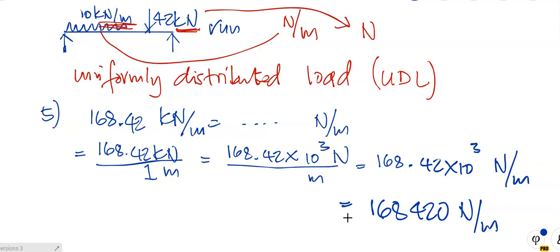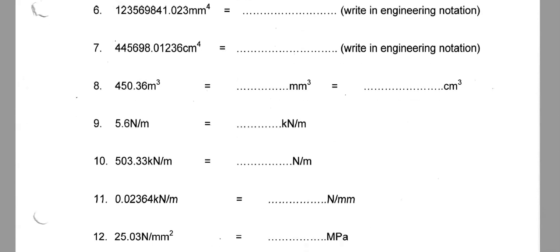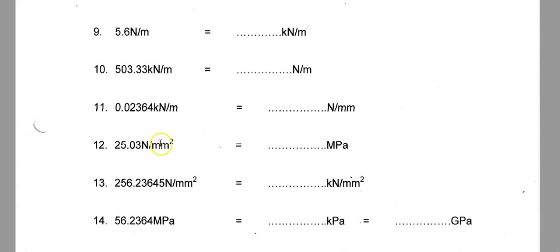I'm looking at the next one. Oh sorry, it's down the page. Here we need to convert newtons per meter to kilonewtons per meter. I'm going to leave it up to you. There we need to convert kilonewtons per meter to newtons per millimeter. Notice here, we need to convert the kilonewtons to newtons, and we need to convert the meters to millimeters. Be careful. That I'll talk about later.